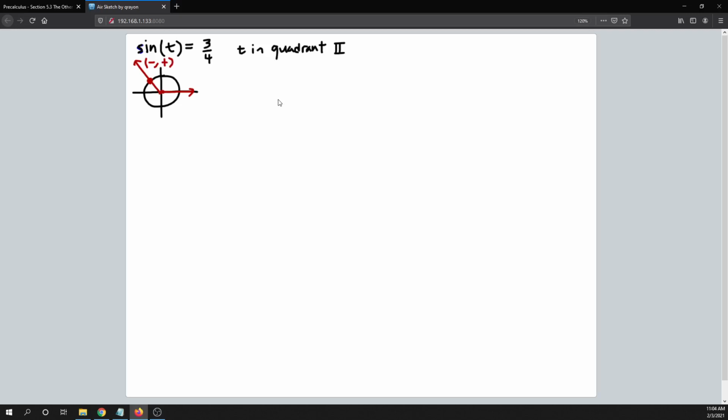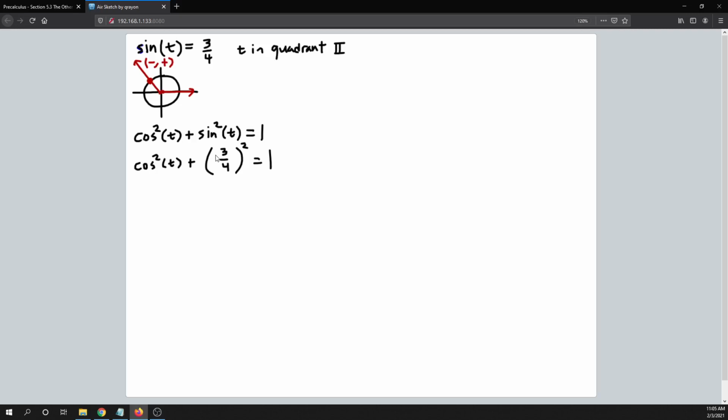So what I'm going to do next is to figure out what the cosine of this angle is, and I'm going to do that by using the fundamental identity, cosine squared plus sine squared equals 1. In this case, we know the sine is 3/4. So I'm going to replace sine by 3/4, and don't forget this is sine squared, so it needs to be 3/4 squared here. So that's equal to 1.